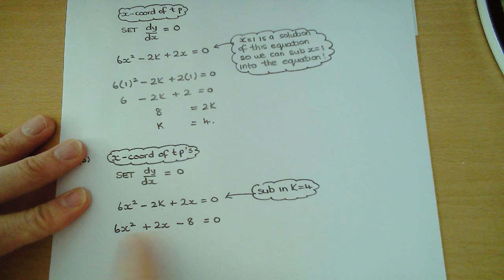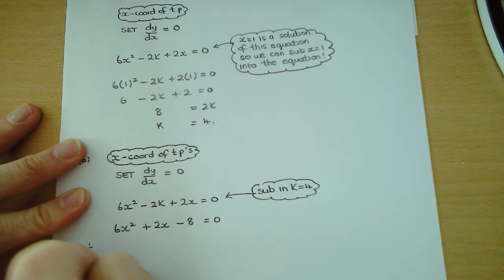Now, we're going to solve this to get the x coordinates of the turning points. We will be expecting one of the solutions to be x equals 1, because we were told in the question that one of the turning points, the x coordinate is 1. So I'm going to divide through by 2 first.